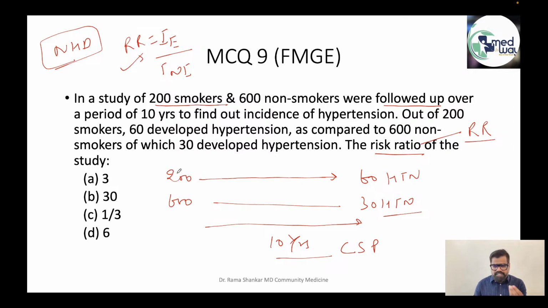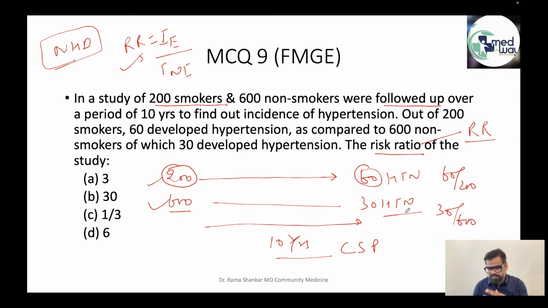If I ask you in simple terms, if 200 people were smoking and over the period of 10 years, 60 developed hypertension, what is the incidence rate? You will say 60 by 200, obviously. And this you can express per 1000 also, because incidence is generally expressed per 1000. I'm not going into that. In 600 non-smokers, 30 developed hypertension. So what is the incidence rate here? 30 by 600.